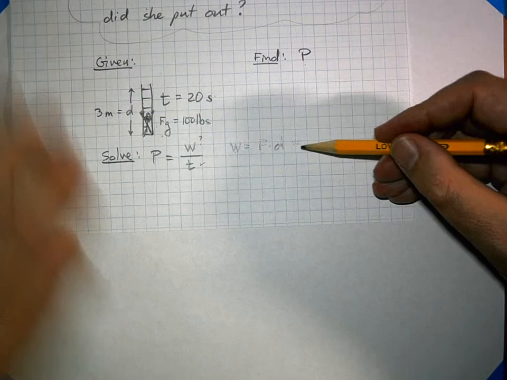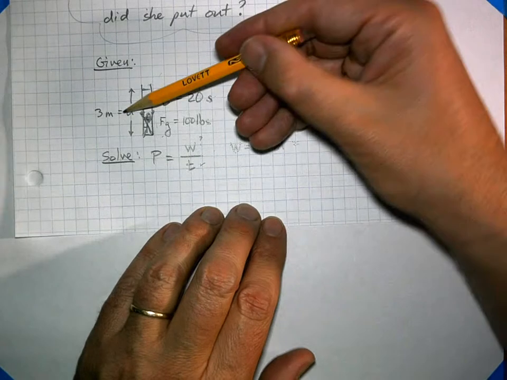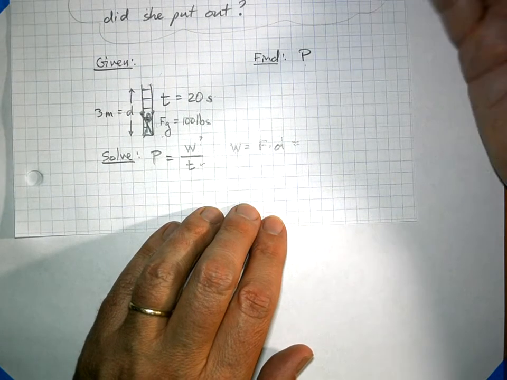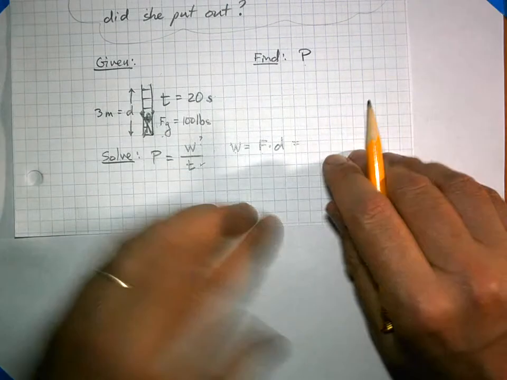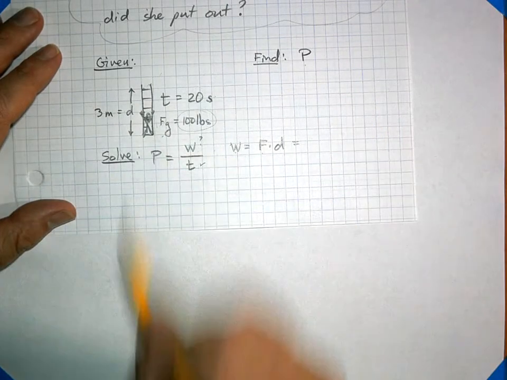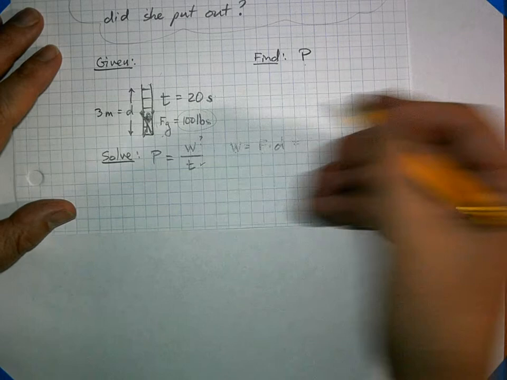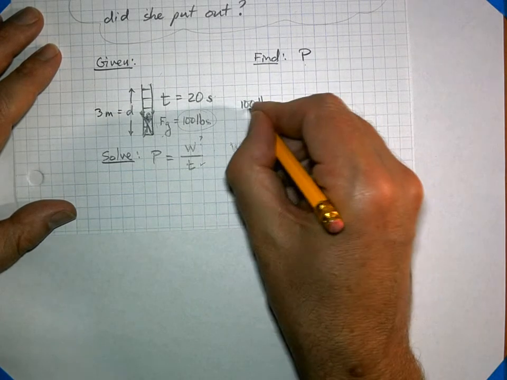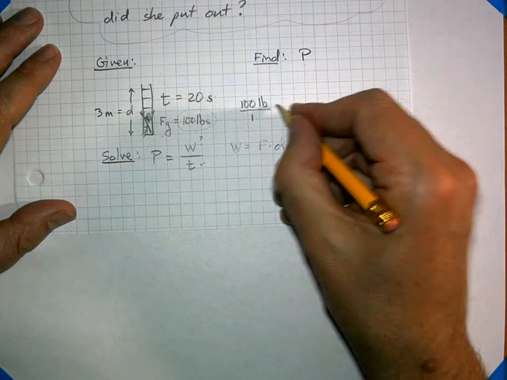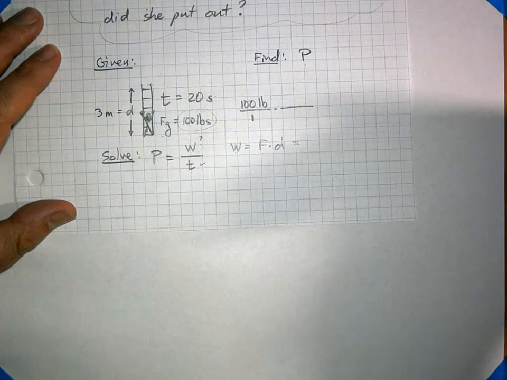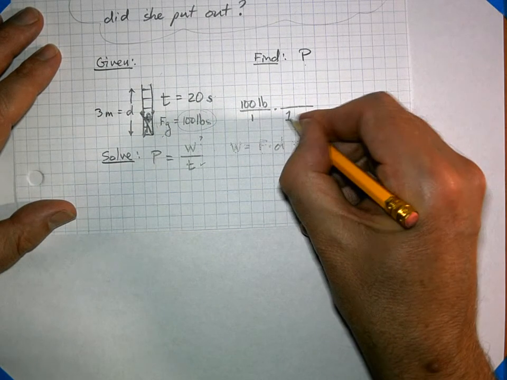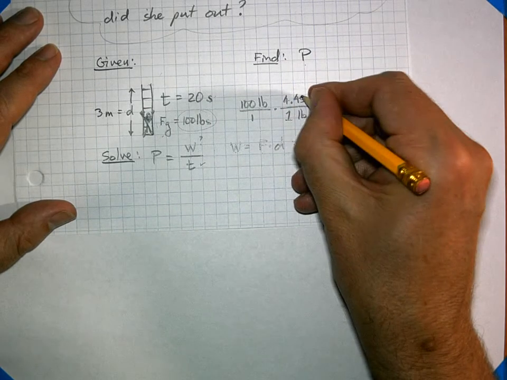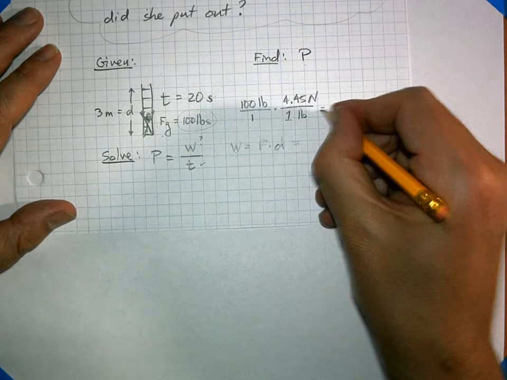I can't multiply a meter times a pound because that won't get me a joule. So what do I have to do? I'm going to have to take these pounds and convert them into newtons. So I'll do that up here. 100 pounds. Put that over 1. And we have our unit conversion factor. 1 pound is equal to 4.45 newtons.